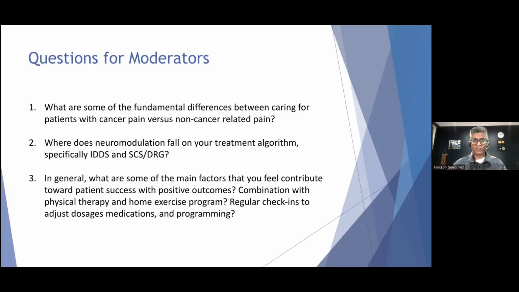Number 3, in general, what are the main factors you feel contribute to patient successes with positive outcomes? Physical therapy, home exercise program, regular check-ins, dose measuring, and programming. So you should do all of these things if you can for all of your patients. Sometimes access to physical therapy and an appropriate home exercise program is challenging. So if you have expertise in this, you might offer this to your patients directly as opposed to relying on therapists that may not know how to take care of a certain population of patients.